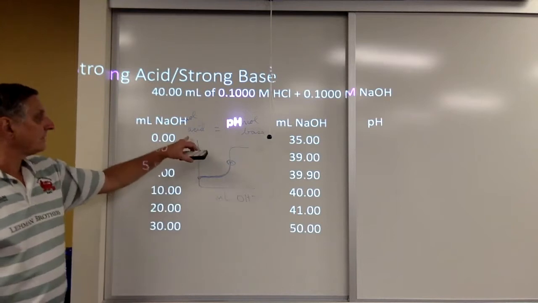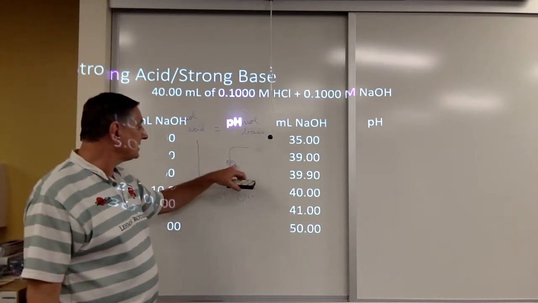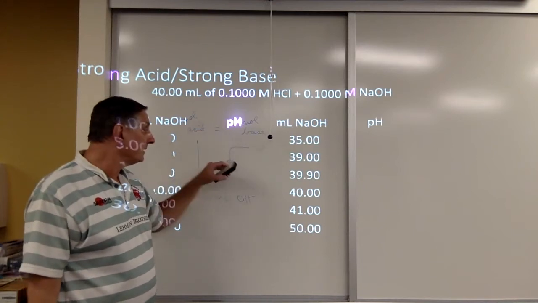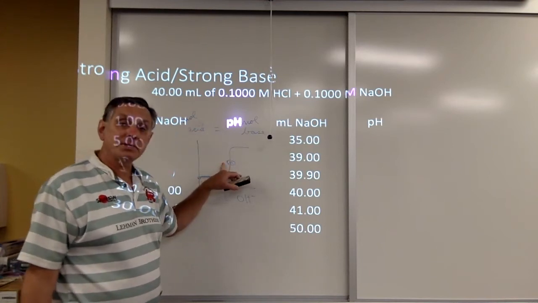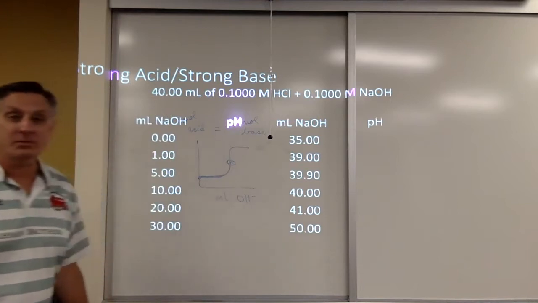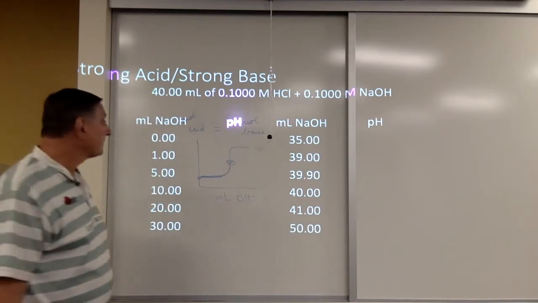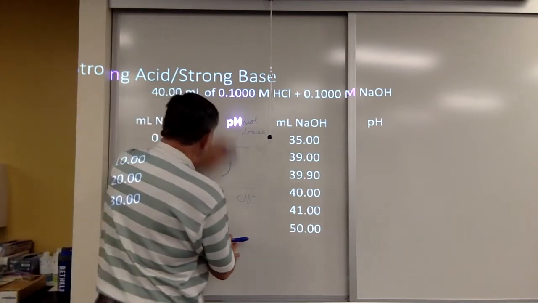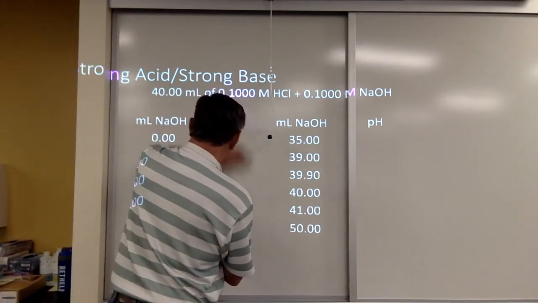That's where the moles of hydroxide added, the moles of base, are equal to the moles of the acid that we had in there. This pH is not always pH 7. Certainly it won't be for a weak acid, strong base titration. All right, so I want to come back to this.